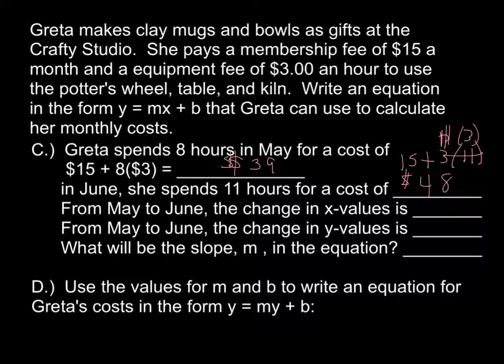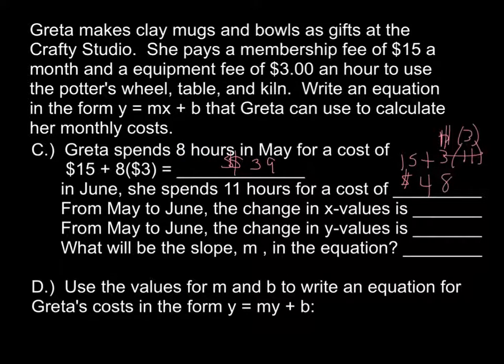From May to June, the change in x values is what? Well, what was the x value for May? The $39 is May's total. Is that the x or is that the y? The x, because it's the amount of hours in May. So $39 is the number of hours? Well, it's the cost for the number of hours. Remember, x was not a money thing, it was a number of hours. So how many hours are we talking about for May? 8 hours. This is your x value for May.